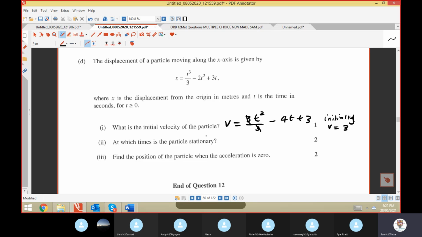At what times is the particle stationary? Just make V equal to 0 this time. So that would be when t minus 3 and t minus 1. So at 3 and at 1.